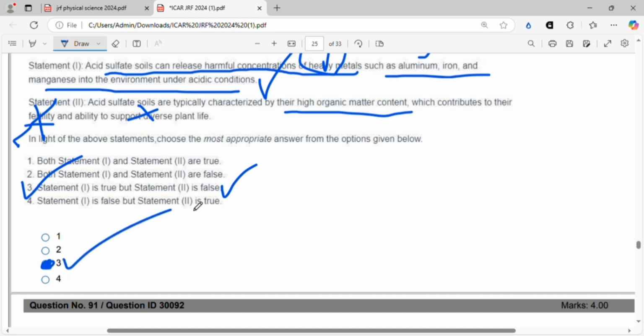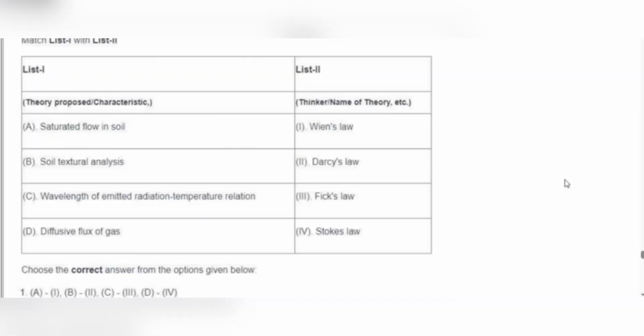All right. So moving on to the next question, we have got another easy one from soil physics. As you can see, there are many questions from soil physics in this paper. Particularly, it has crossed almost 15 questions. So you must put your attention thoroughly into studying the soil physics part. However, this is an easy one.